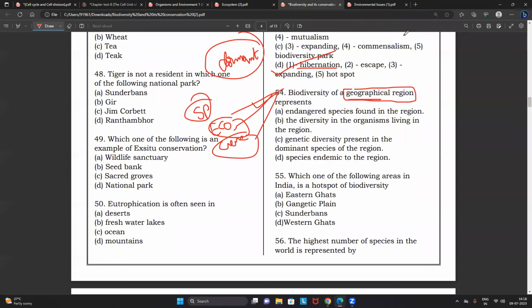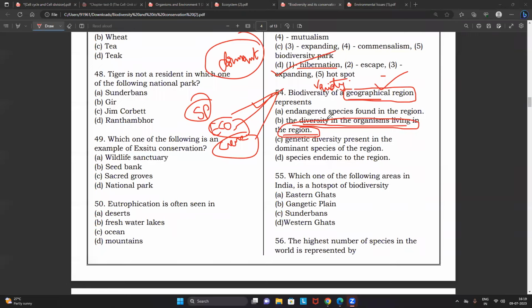Geographical region means they're asking about a location. Location means what? They're always asking about a species. The diversity in the organisms living in that particular region. We are not talking about their conservation status, whether they are endangered or endemic. We don't want that. Here they're asking, see friends, it's very simple. Biodiversity means what? A variety of organisms living in a geographical area. That is what we can call organismal diversity in simple words. So, the diversity in the organisms living in that particular region.